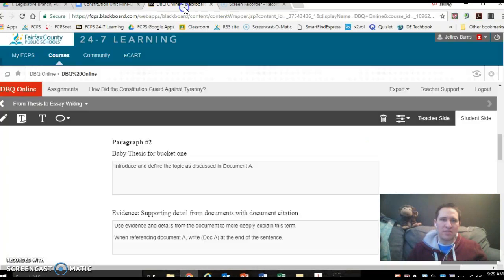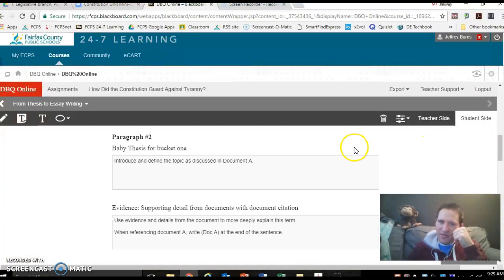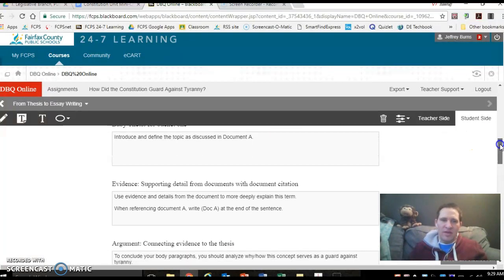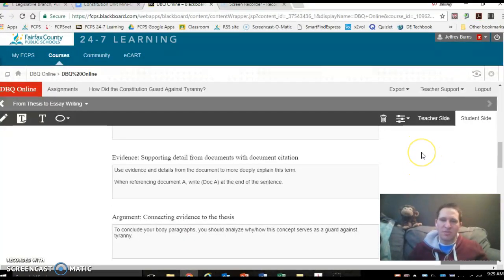Okay, so let's look at DBQ Online. I put some notes here. Okay, so when you're in paragraph 2, to start your second paragraph you want to introduce the topic as discussed in document A, and you want to make sure you define that term. And then when you get into the evidence, you want to use some information from the documents to more deeply explain this term and give background information about where this term came from and what this term is and why this term is important.